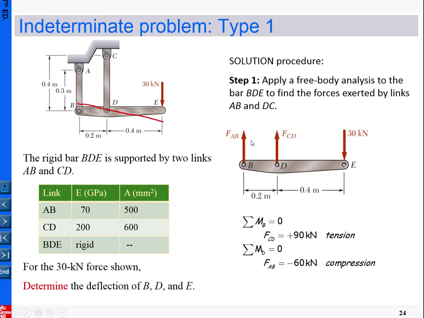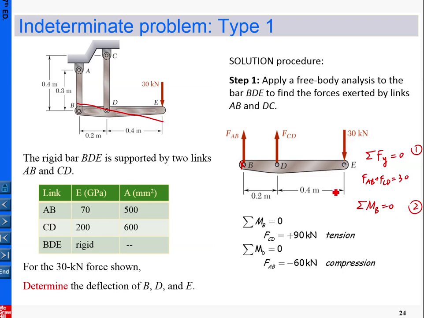So let's take this assumed direction in our calculations. Here you can see there are two unknowns, and from here we can have the equilibrium equations. One is the equilibrium of forces in the vertical direction equal to 0. So FAB plus FCD equals 30. Okay, that's equation 1. The second equation you might try is to take the moment about point B equal to 0.